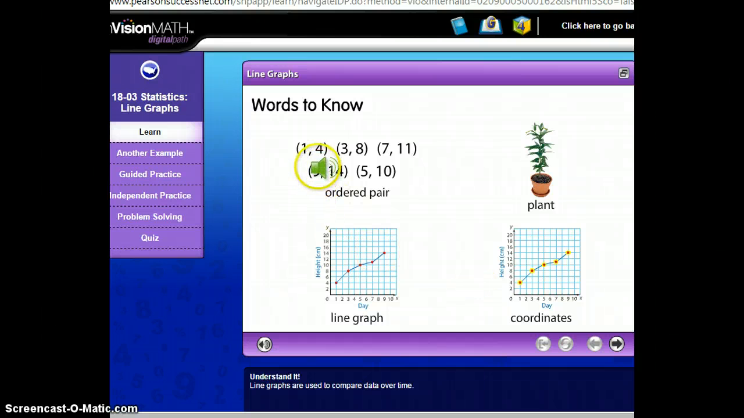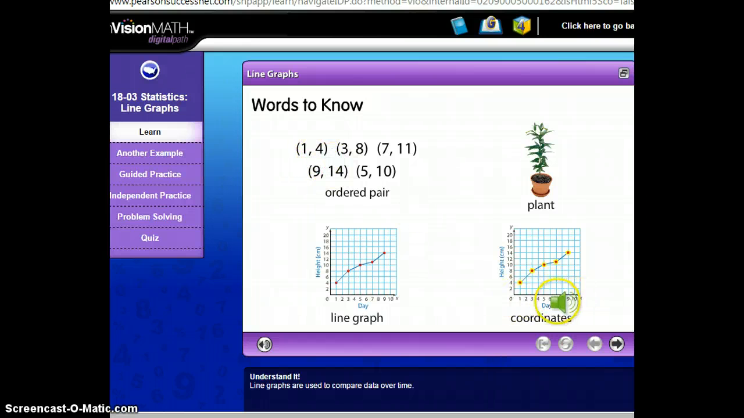An ordered pair goes X, Y. And you can remember that X comes first in the alphabet. So X is your first number in your ordered pair. Y is the second value in your ordered pair. And so just like X comes first, whenever you find or plot that coordinate or ordered pair on the graph, you go over X and up Y.